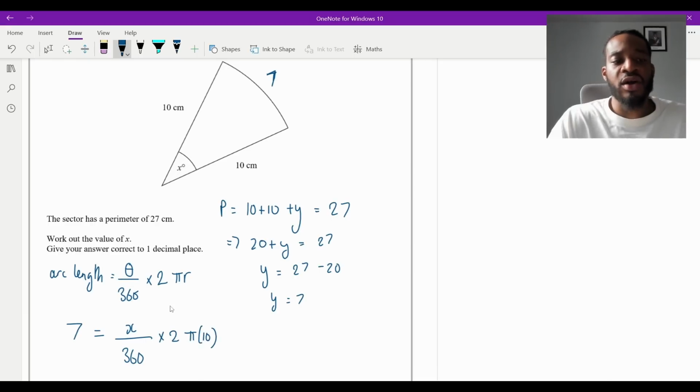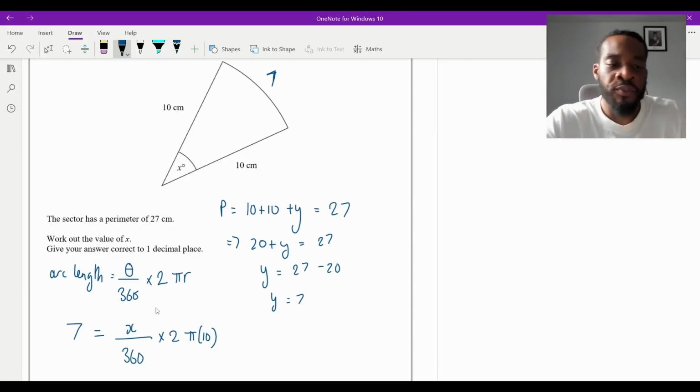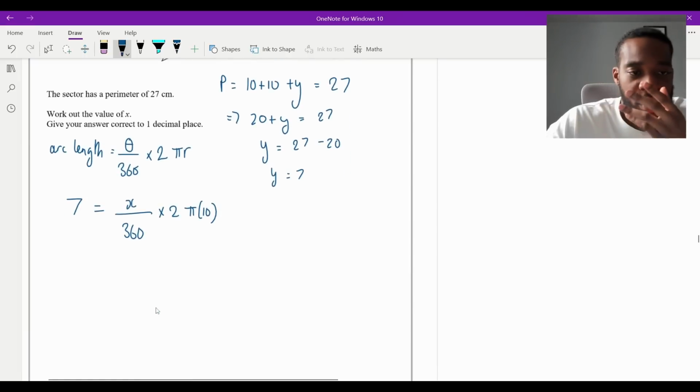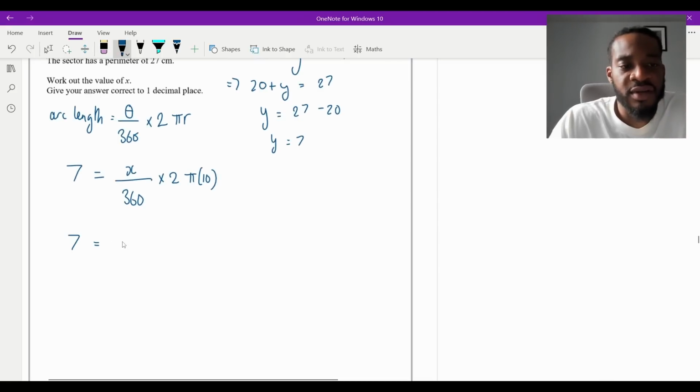So again, whenever they ask you to work out the value of a letter, you need to solve an equation. Now, there was no equation in this, so we had to form it. So this is a very key skill that comes up all the time: forming equations based on information given to you. So now that we've got this, we can actually figure out what x must be. Firstly, what I can do is say that 7 is equal to x over 360 times 20 pi.